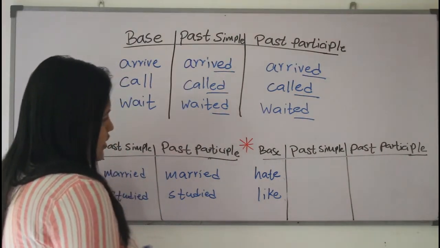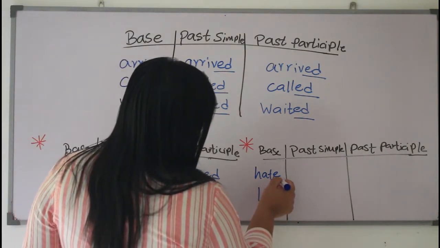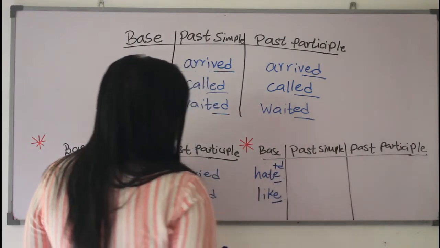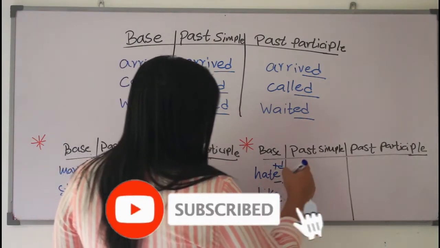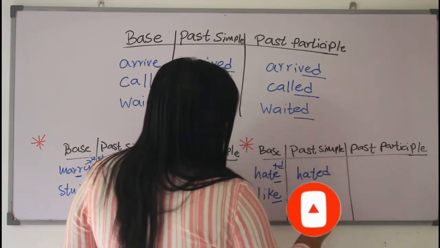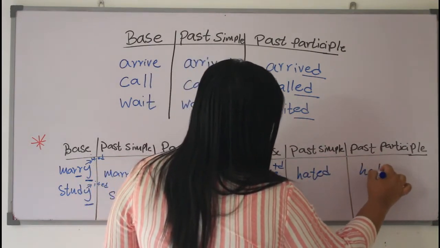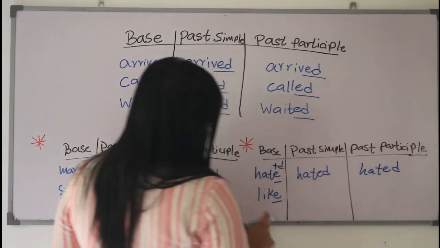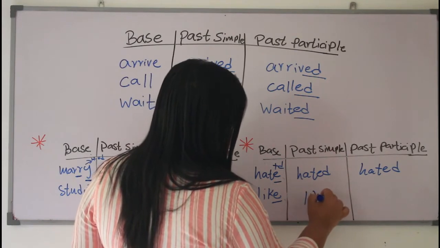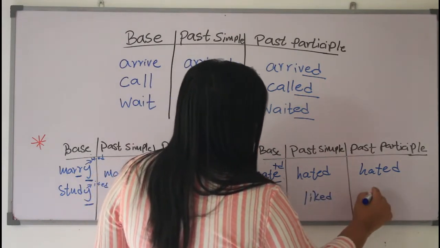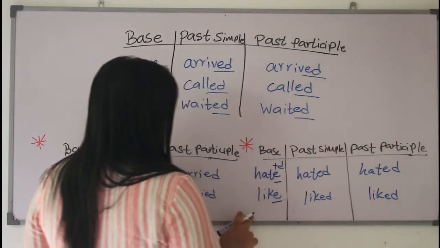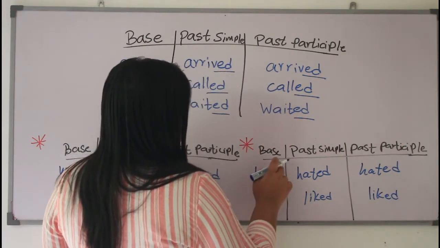Another main point is, if the verb ends in e, we simply add d. So hate is the base form and past simple form is hated. Past participle form also hated. Like is the base form and past simple form is liked. And past participle form also liked. If the verb ends in e, we simply add d.